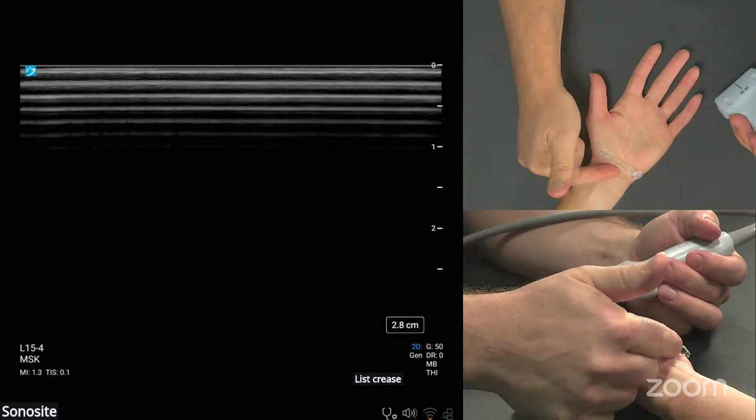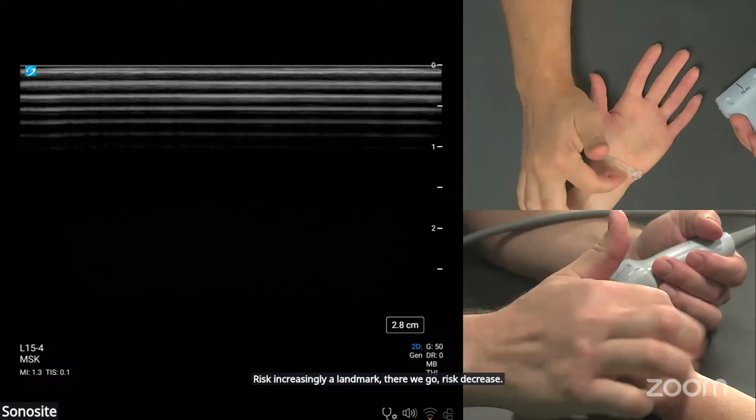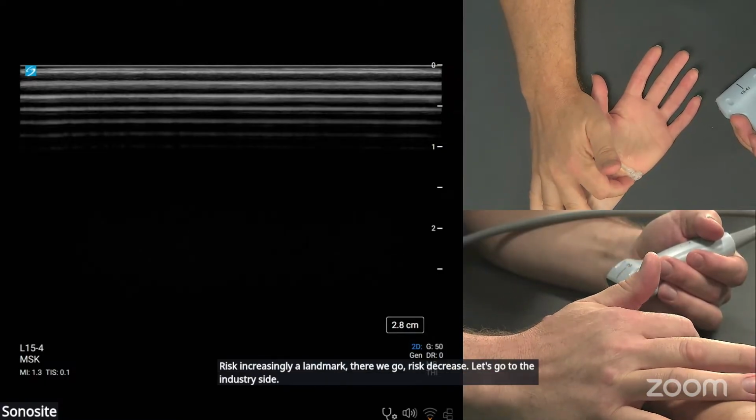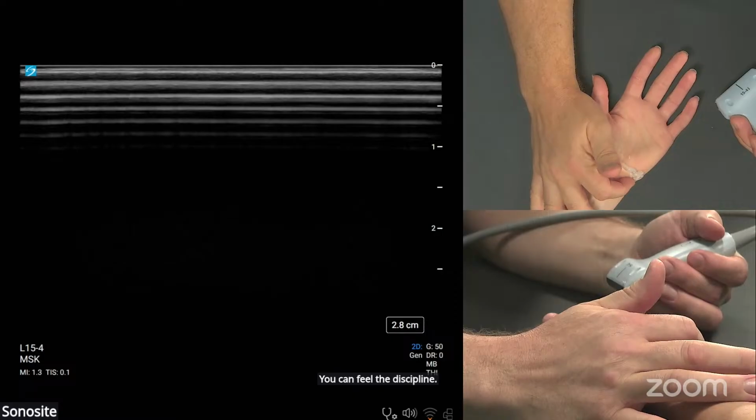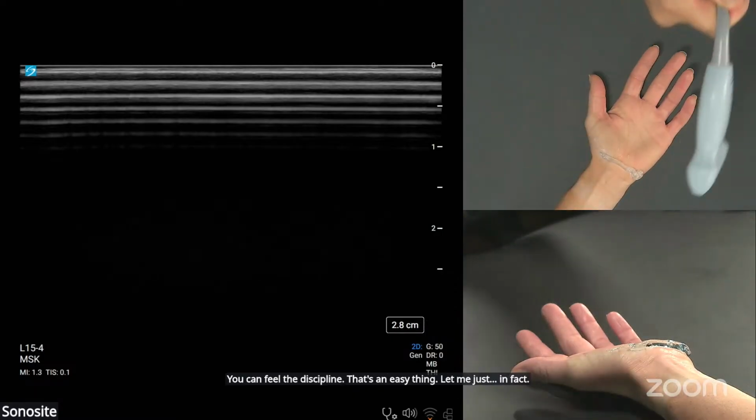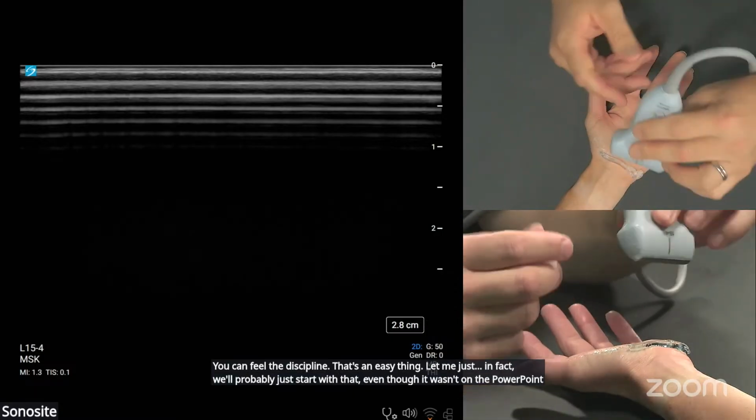So you see a landmark here. We've got a wrist crease. Just distal to the wrist crease on the pinky side, you can feel the pisiform on the participant. That's easy to image. In fact, we'll probably just start with that, even though it wasn't on the PowerPoint. Landmark.